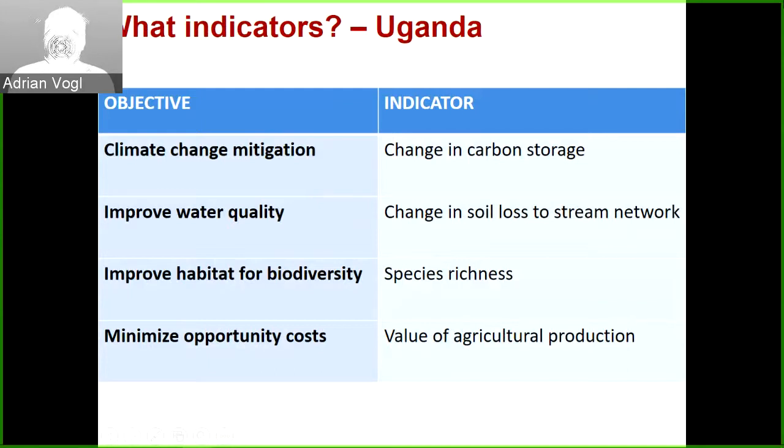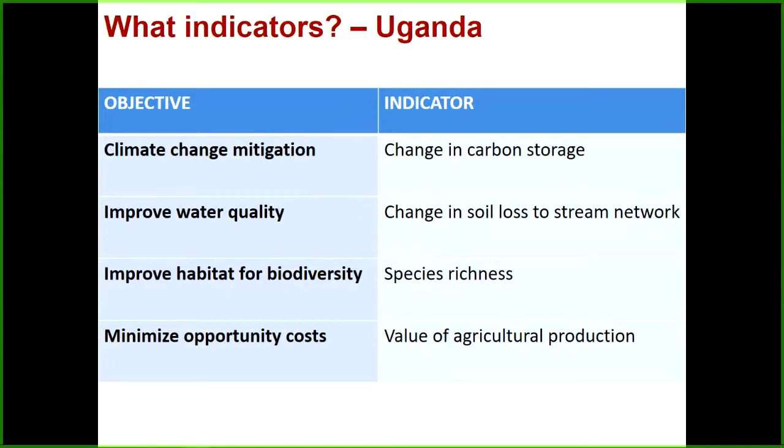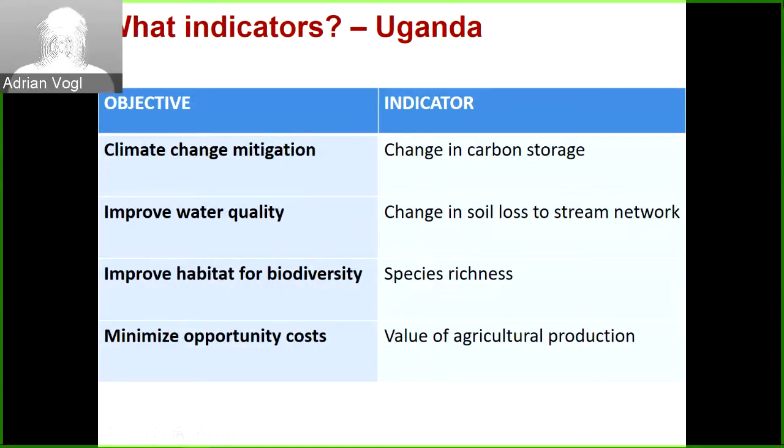the 4 services that I mentioned earlier that were chosen for Uganda, and then the indicators that were used to represent the improvement or change in each of these objectives. So in the case of minimize opportunity costs, we actually used the value of agricultural production, because we're considering restoration had implications for, depending on where it was done, there would be more or less value of agricultural production lost by taking that land out of production.